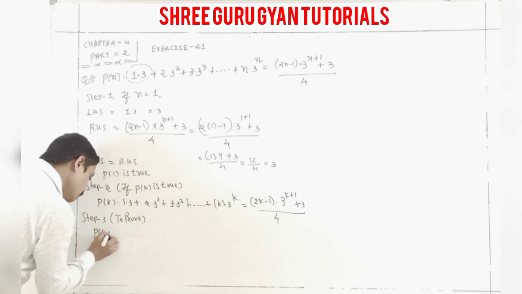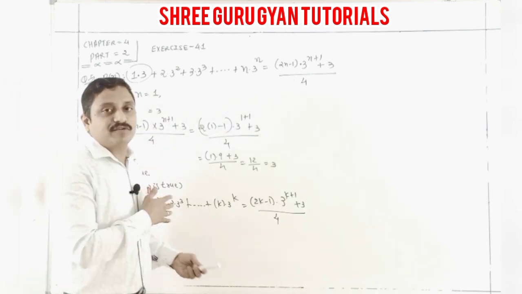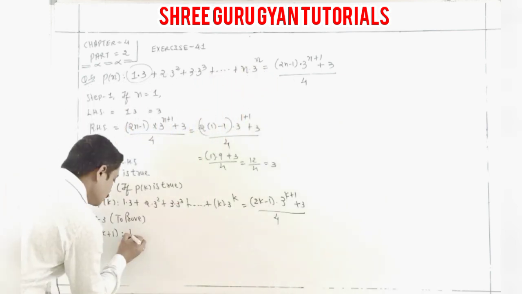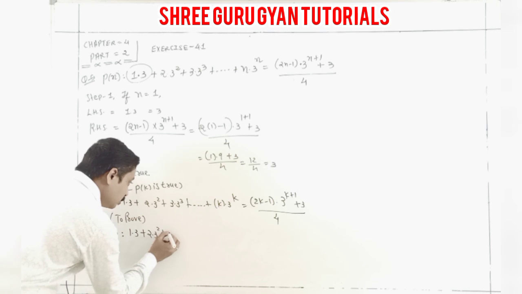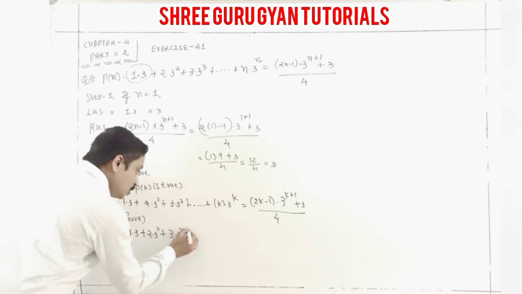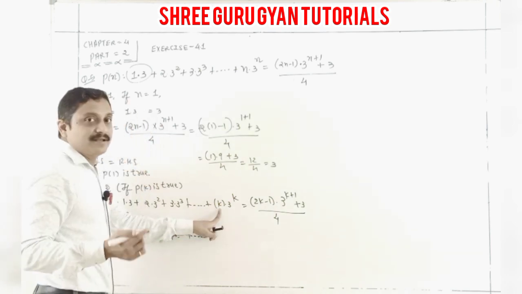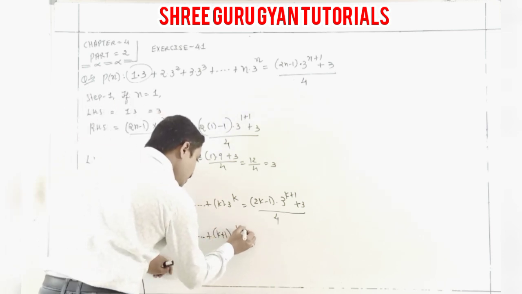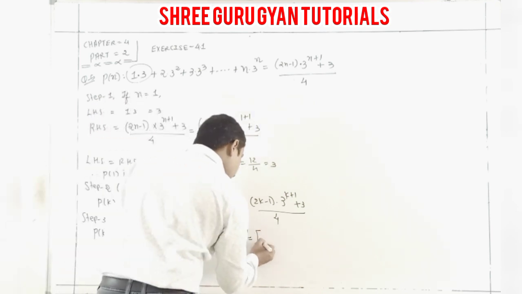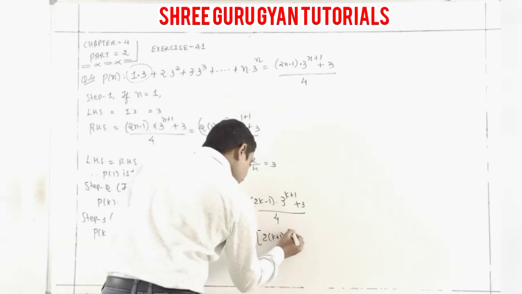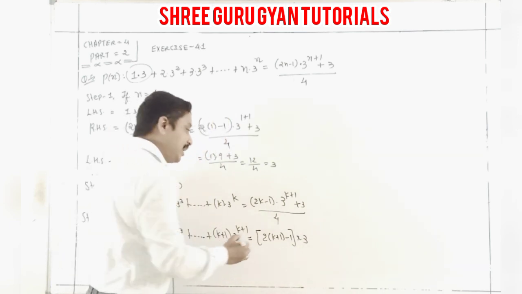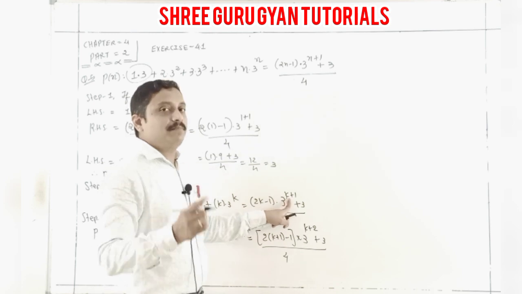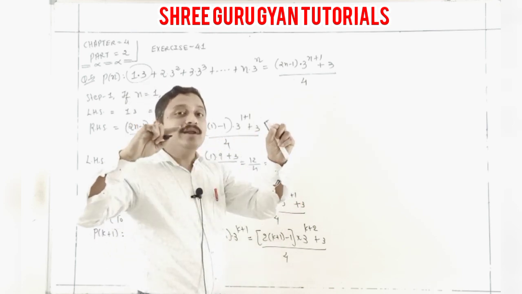What will we prove? Yes, in place of k, students, I show that k plus 1. So 1 into 3, 2 into 3 square, 3 into 3 cube, dot dot dot, here just change to k plus 1, 3 raised to k plus 1. Here, 2 times (k plus 1) minus 1, and 3 raised to k plus 2. Why? Because in place of k, I write k plus 1.